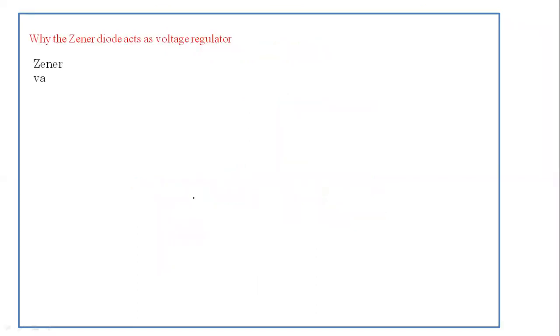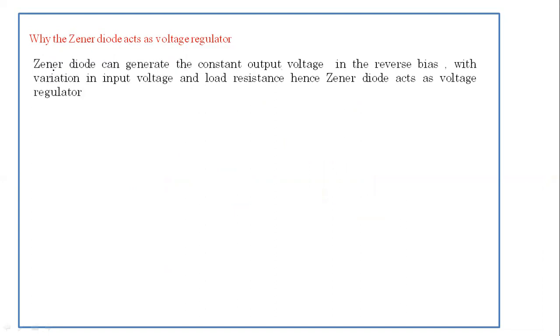Next, why does the Zener diode act as a voltage regulator? Zener diode can generate the constant output voltage in the reverse bias with the variation in the input voltage and the load resistance.